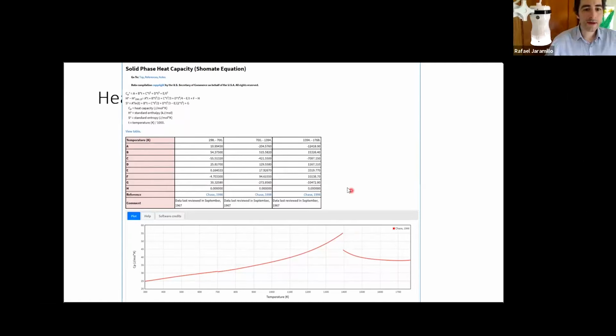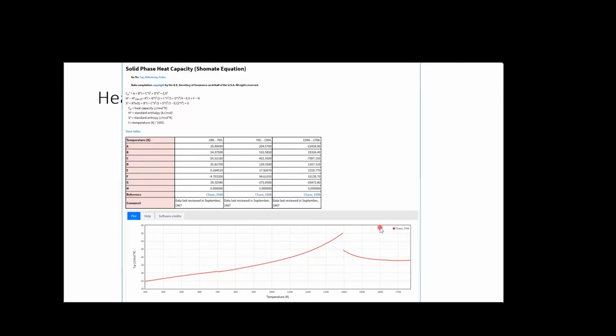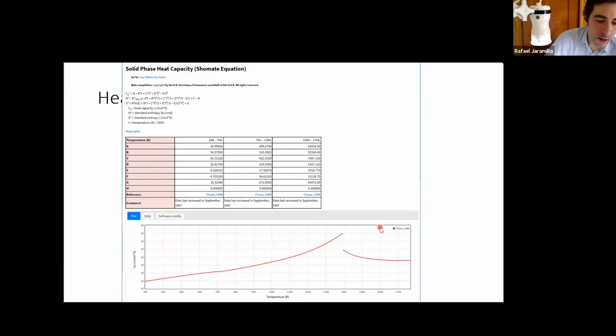So how do you get this data? Where do you think this data came from? Sorry, Catherine? Experiments. Yeah, it came from experiments. That's right. It's empirical. An expression like this, A plus B times T plus C times T squared plus D times T cubed plus E over T squared, that's not a first principles solution. That's not a theoretical model. That's just curve fitting, right? So whenever you are dealing with data that has been curve fit, you always have to ask yourself, what is the range of validity?